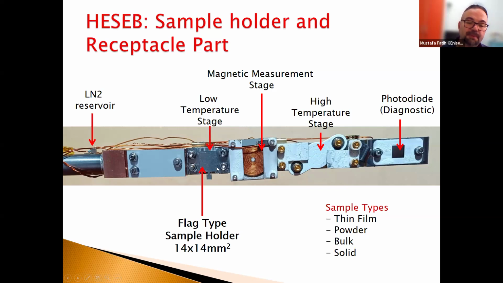If you have a bigger sample, get in contact with me. And as you see, it is the nearest stage to the liquid nitrogen reservoir. This is a low temperature reservoir. In here, we have an electromagnet. I'll mention the properties of it in a few minutes.